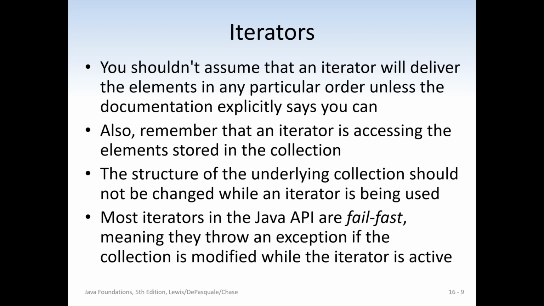All right, so you shouldn't assume that the iterator is going to give the elements to you in any particular order unless the documentation explicitly says you can. So there's no guarantee that it's going to go first thing or last thing that you inserted into the collection. There's no guarantee on order when you're using an iterator. Seems odd, but you have to remember that the underlying collection is free to choose.